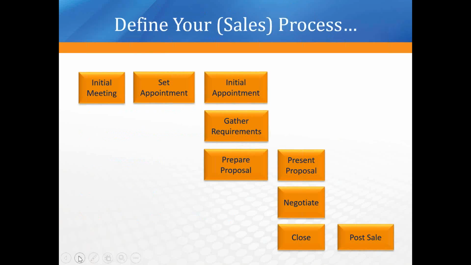And your process may look something like this: you have some kind of an initial meeting with a prospect, whether it's a big group, small group, in a store, whatever. You probably set an appointment for a more detailed discussion, although it may occur right then. You set that appointment, and then you hold that initial appointment where you're building some rapport, gathering requirements, and hopefully qualifying them because they're certainly qualifying you. You may be starting to think about what you might propose in the way of a solution.